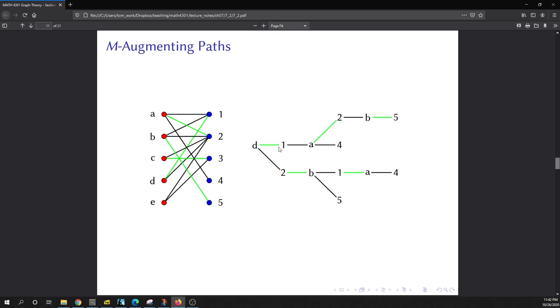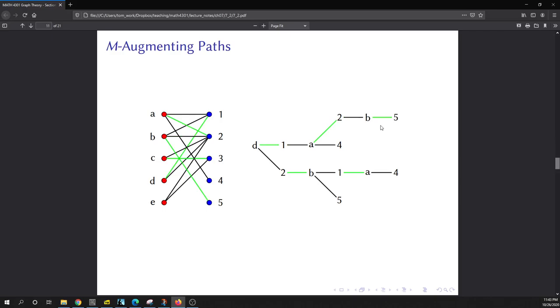This edge from A to 2 was not in the original matching that we had. What I'm going to do is add it in there. All right, and so you can see it went from black to green. This edge from 2 to B, it was in the original matching, right? You can see it here. This is the M augmenting path that I chose. You can see now I switched it to be out of the matching. And then originally this edge from B to 5 right here was not in the matching. So I switched it to be in the matching.